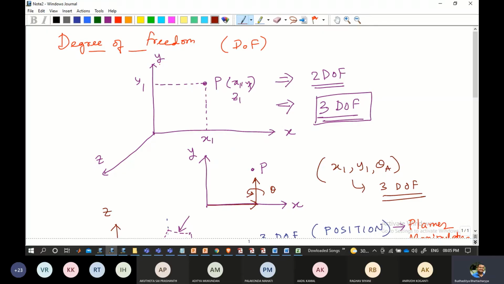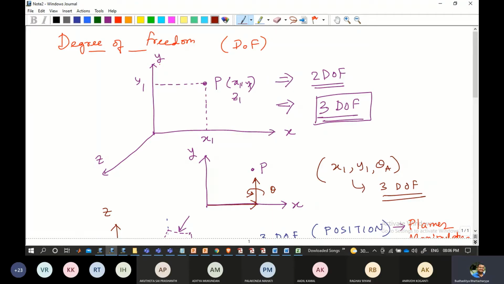But if I consider the same point in 3D space, then we would require x, y, z as 3 coordinates to describe that particular point. So in our context, we will call the previous scenario 2 degrees of freedom and the next scenario 3 degrees of freedom, because there are 3 inputs. Similarly, if there are 4 inputs, then we have 4 degrees of freedom, 5 degrees of freedom, 6 degrees of freedom, and even more.